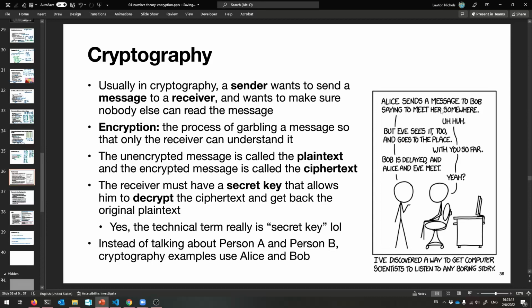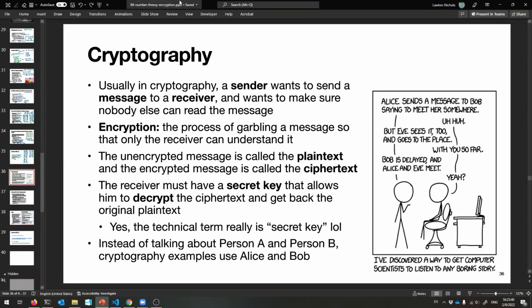Okay, so here is what cryptography is all about. We have a sender who wants to send a message to a receiver, right? And we want to send it cryptographically so that nobody else can look at it. Okay, we want to encrypt the message, and that is just the process of garbling it so that nobody other than the receiver, and maybe the sender too, can understand it. Okay, that is the idea of encryption.